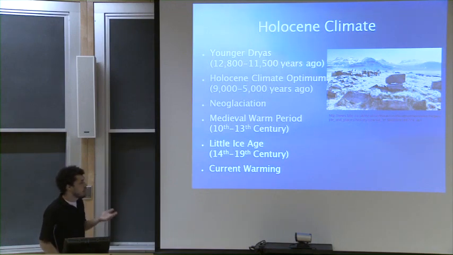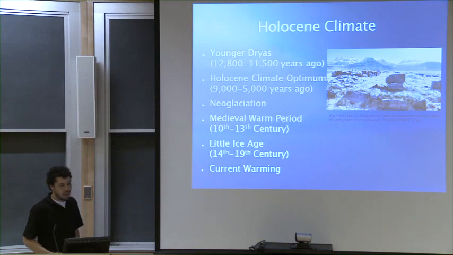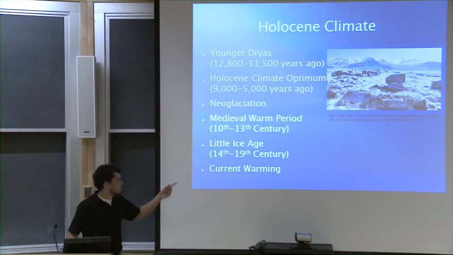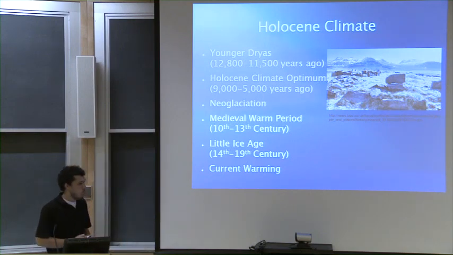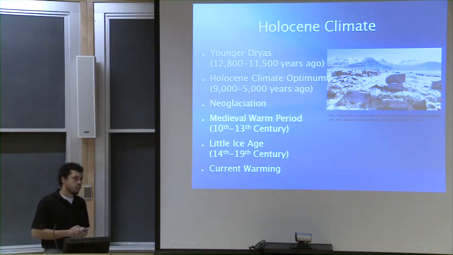After that, the Earth continued to warm. So about 5,000 years ago, there was another cooler period in neoglaciation. And then we had the medieval warming period from about the 10th century to the 13th century. And the Little Ice Age, that is comprised of three separate events, or three separate maxima for the cooling. The latest one was in the 19th century. And of course, since then, we've had reasonably steady current warming.